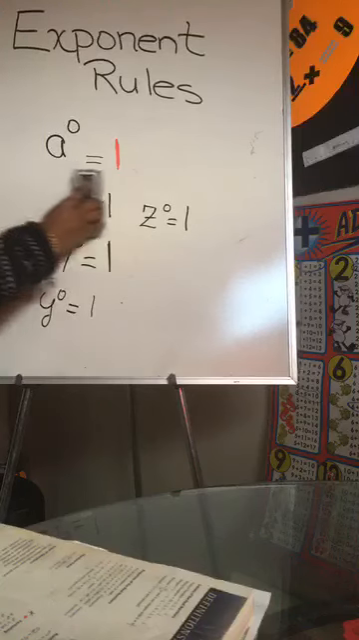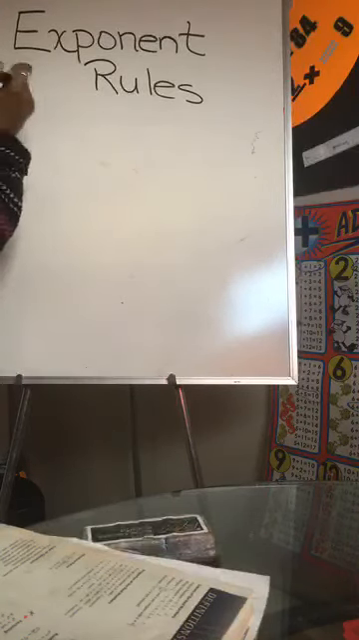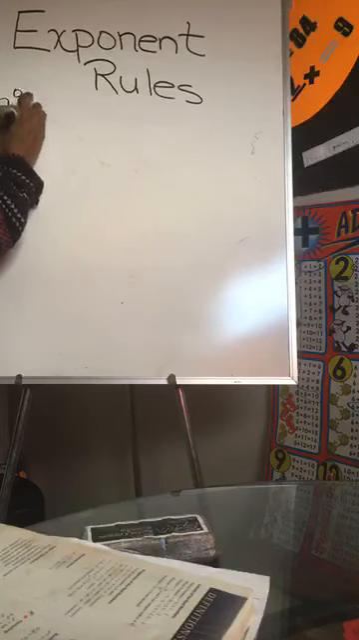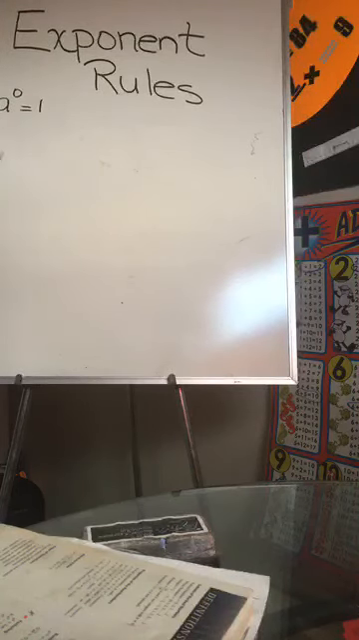Okay. So that is the first rule, and I'm just going to put this over to the side. So a to the 0 power is equal to 1. That's the first one. Now, let's go to our second. Let's just put number 1. So let's review the second rule.